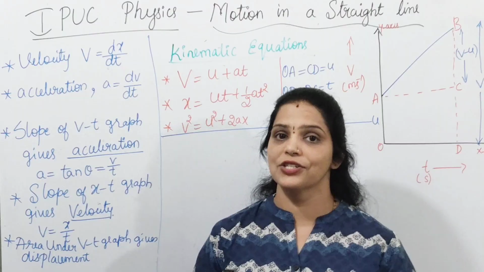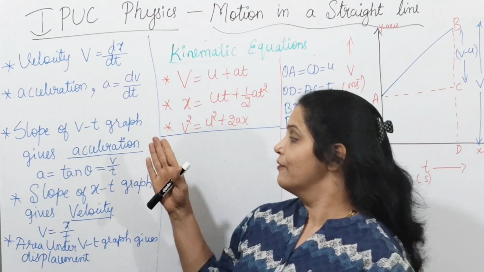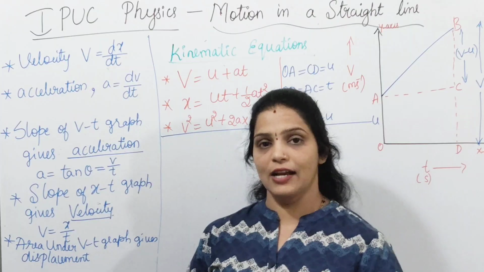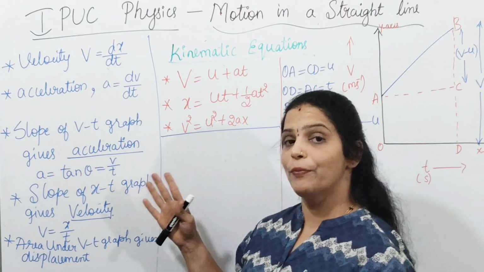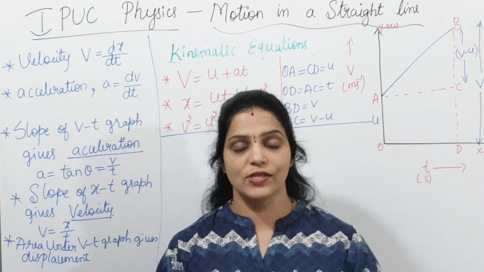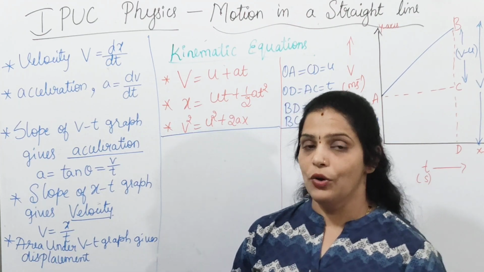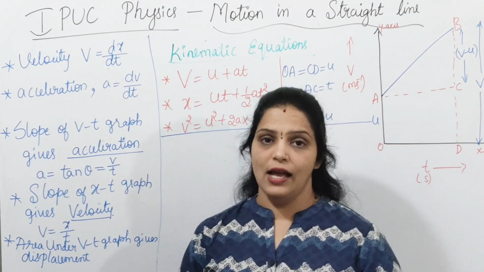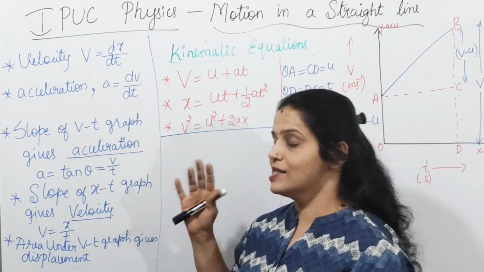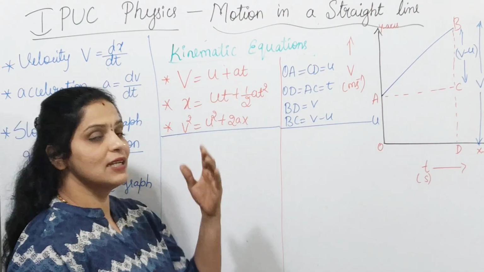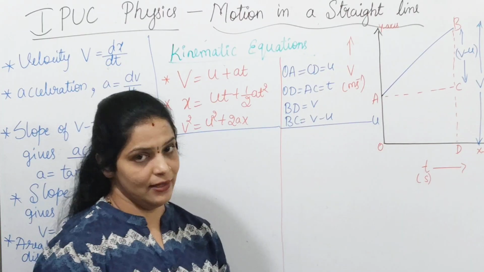The slope of the v-t graph gives acceleration, that means a = tan θ, which is v by t. The slope of the x-t graph gives velocity. Similarly, the area under the v-t graph gives displacement. Hope you know all this. Using these points, we are now going to derive the kinematic equations using the graphical method.